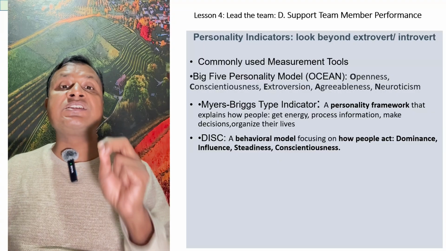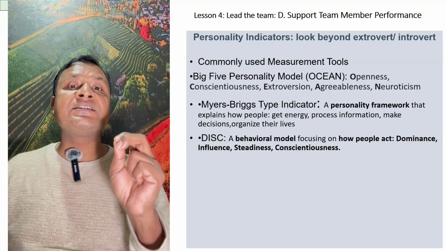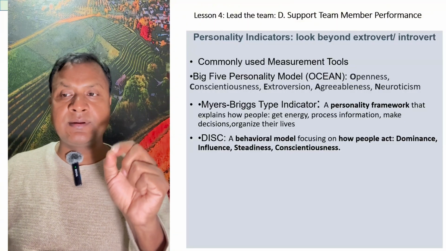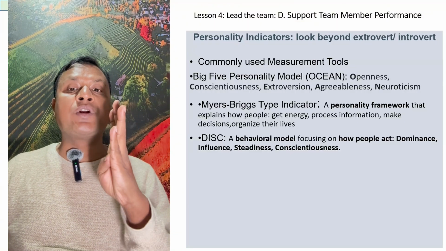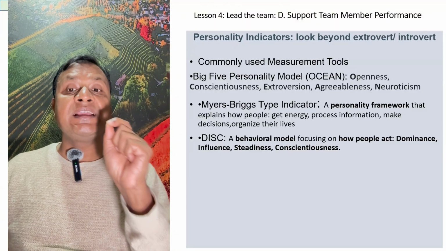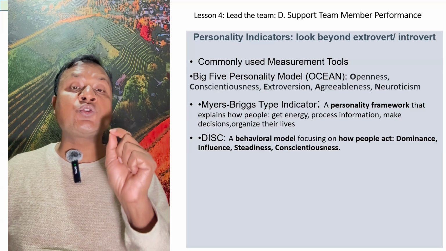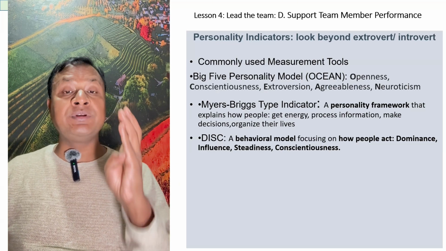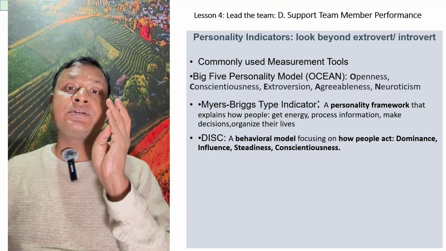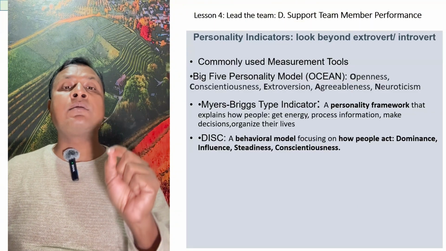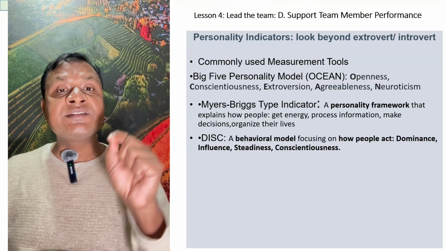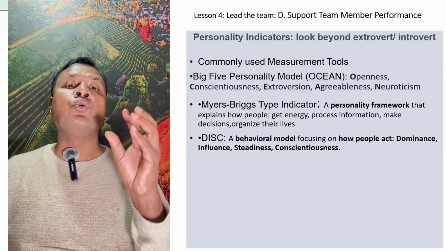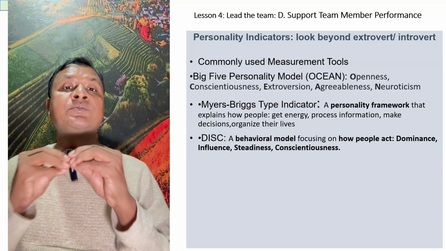Or we can use the DISC method. DISC is a behavioral model focusing on how people act. There are four words: DISC: dominance, influence, steadiness, and conscientiousness. So a team member who has dominance, or some of them have influence, or some people have steadiness, and some people have conscientiousness. So who has everything, that's better.